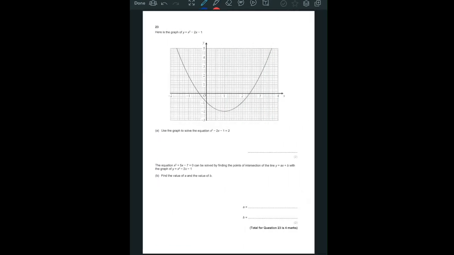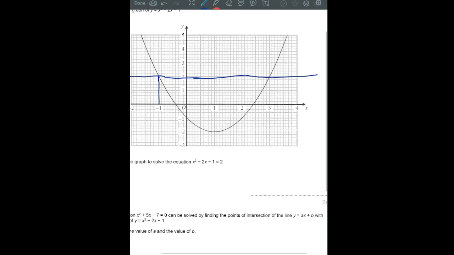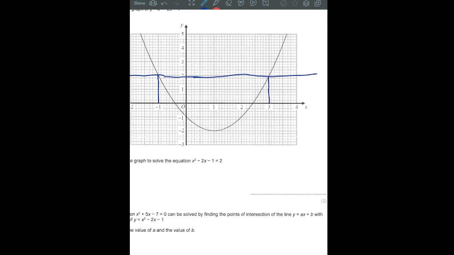Moving on. Question 23. We have a graph of x squared minus 2x minus 1, and we want to use that graph to solve x squared minus 2x minus 1 equals 2. Well, I've got the curve. I want the curve to be equal to 2, so I'm going to draw the line y equals 2. And where they cross is where the solutions to that equation are. So they cross at -1 and at 3. Really nice that they were nice answers as well.